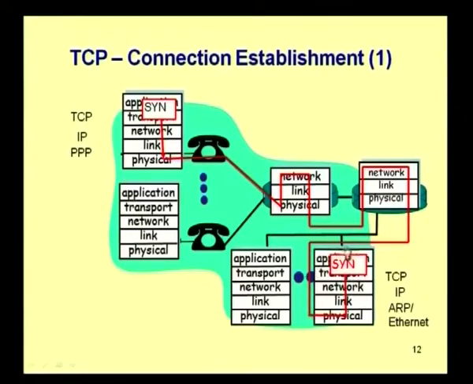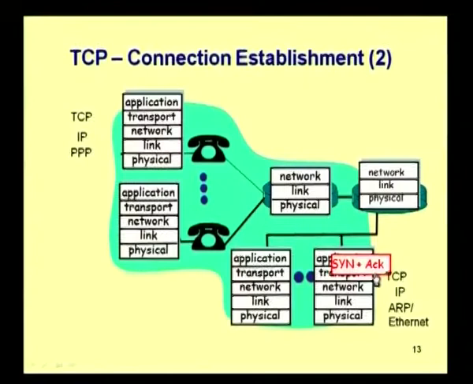Let us say the web server here has already opened up a connection and is waiting for requests from the clients to come. When it receives the SYN packet, it will respond with what is called a SYN plus ACK. This is the second step of the TCP connection establishment process. Now the SYN plus ACK packet will flow in the reverse direction, from the server to the client.